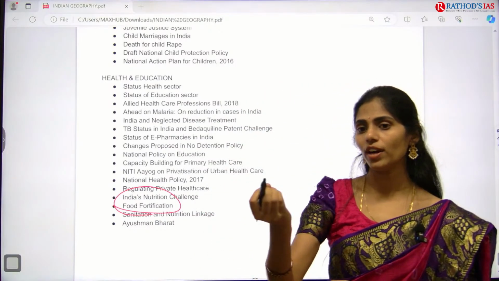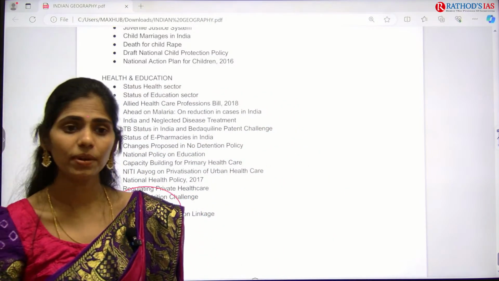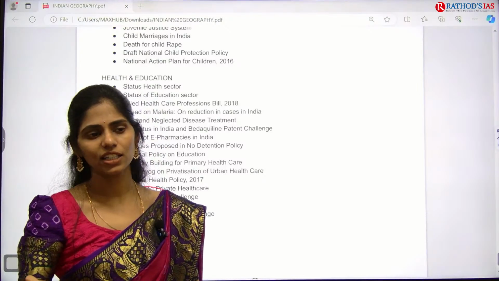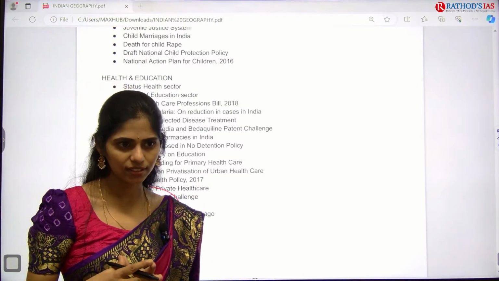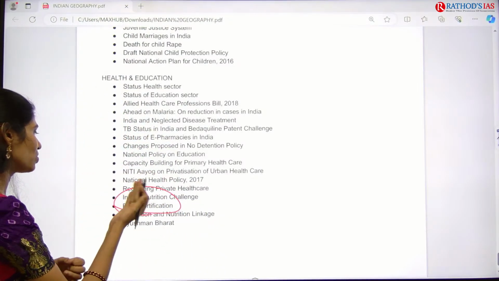Especially the government is providing some free food, right? For example, Anganwadi centers for children and for women, for example pregnant women and lactating women. So how it is adding the things, how the process is happening, that thing you have to know, both positives and negatives.